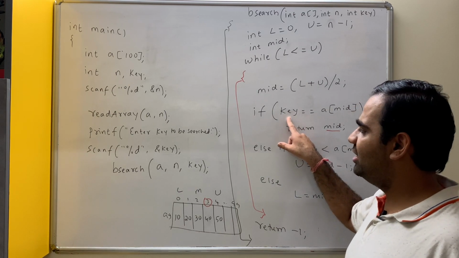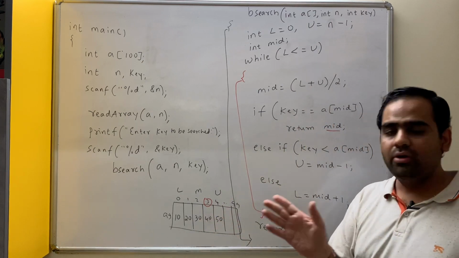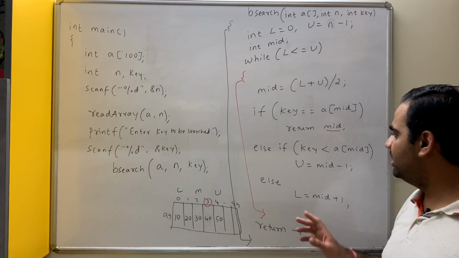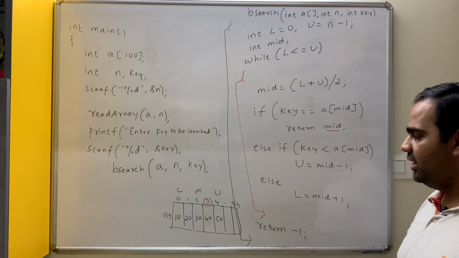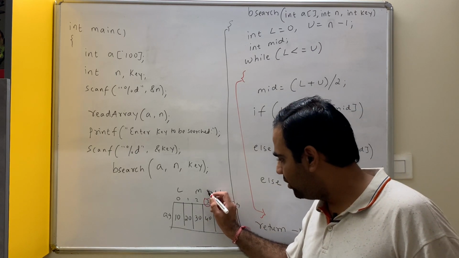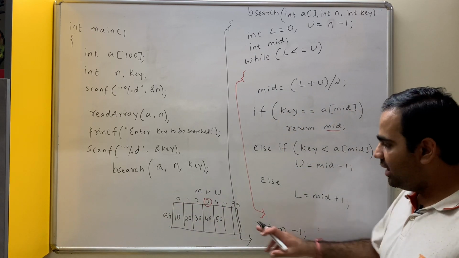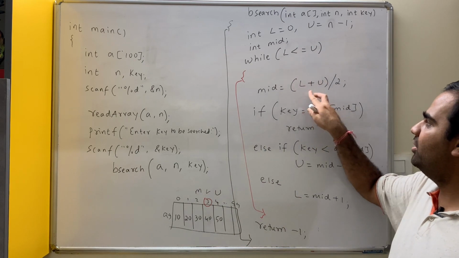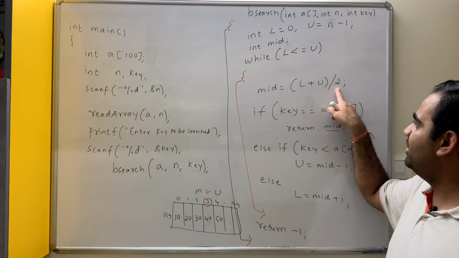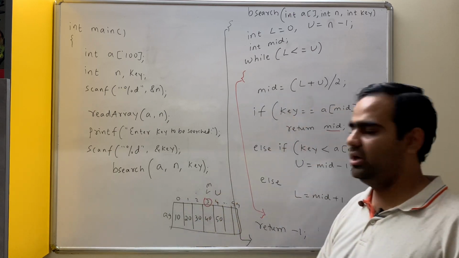Now you compare. What is the value of key that I have taken? 40. Is 40 equal to 30? No sir, 40 is not equal to 30. Is 40 less than 30? No. Else will be executed. Lower limit is equal to mid plus 1, and 2 plus 1 is 3. This is where the lower limit will be. Now the lower limit is 3, upper limit is 4. Go back. 3 less than or equal to 4. Yes, mid is equal to 3 plus 4 is 7. 7 by 2 is 3.